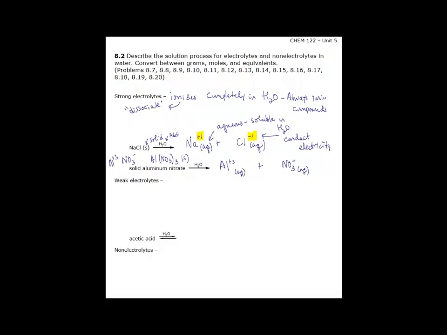Now, is this equation balanced? No, it's not balanced. I have one aluminum, one aluminum. On the left, I have 3 nitrates. On the right, I have 1 nitrate. So I need to put a 3 in front of it.